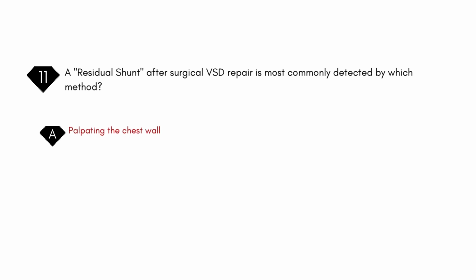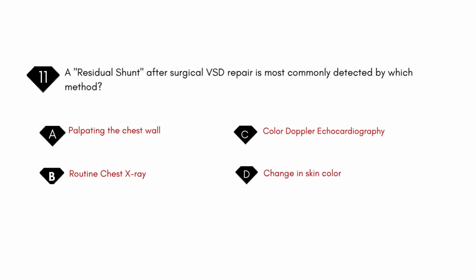A residual shunt after surgical VSD repair is most commonly detected by which method? A. Palpating the chest wall. B. Routine chest X-ray. C. Color Doppler echocardiography. D. Change in skin color. Answer: C. Color Doppler echocardiography.